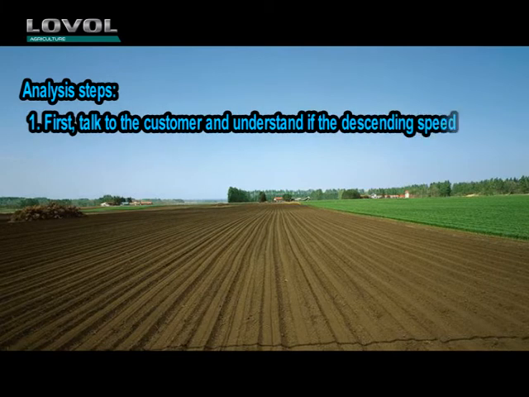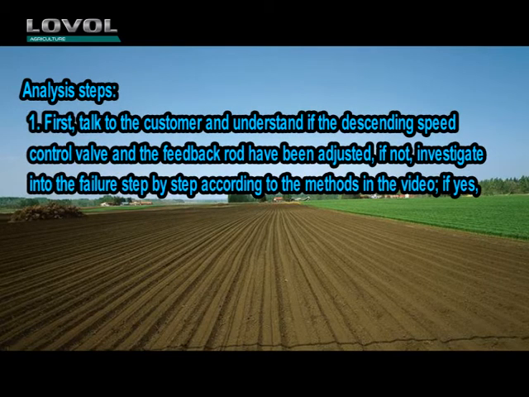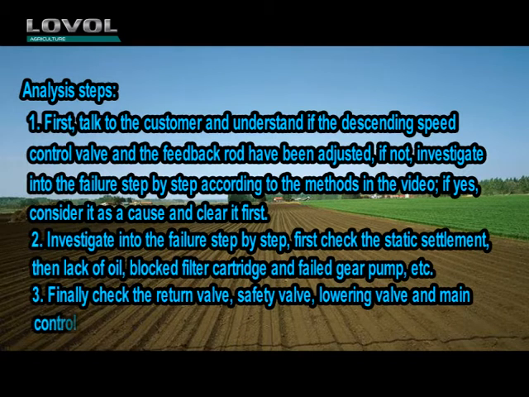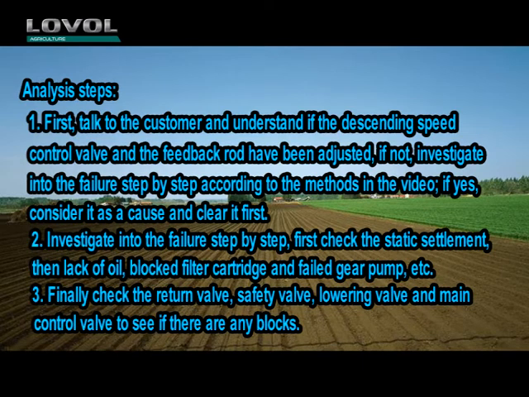Analysis steps. 1. First, talk to the customer and understand if the descending speed control valve and the feedback rod have been adjusted. If not, investigate the failure step by step according to the methods in the video. If yes, consider it as a cause and clear it first. 2. Investigate the failure step by step.